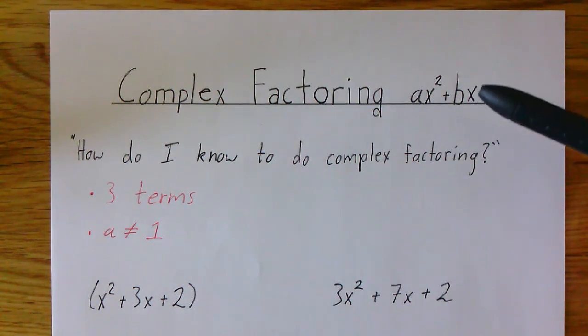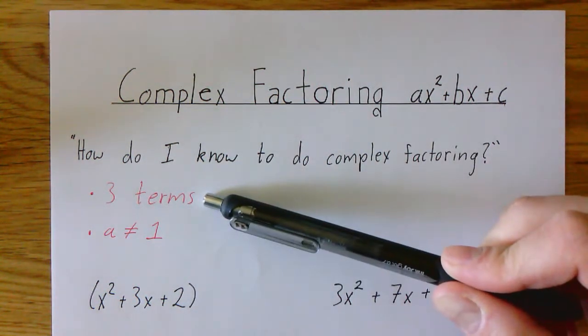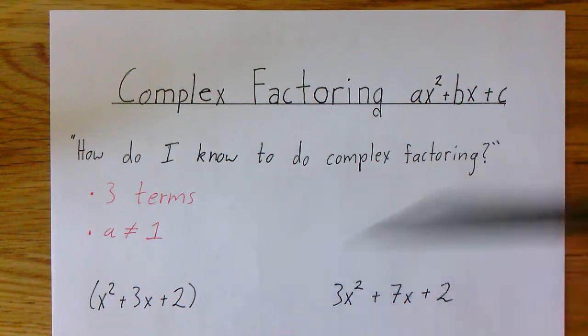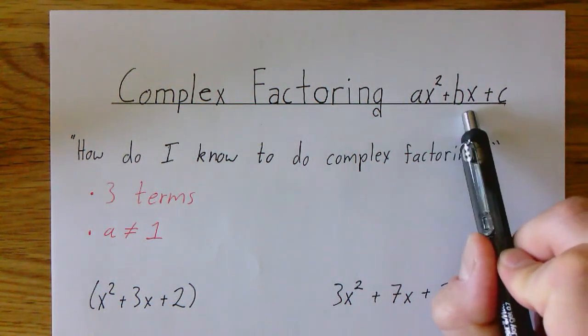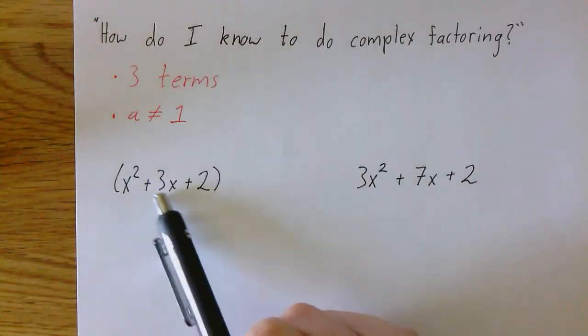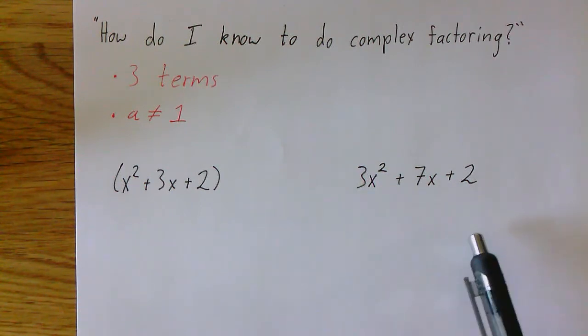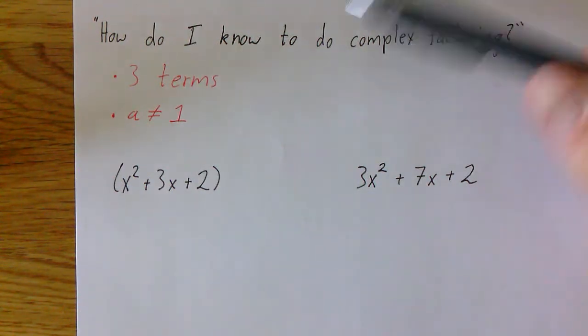So the first question you're going to ask yourselves, if you ask yourself questions, is how do you know to do complex factoring? That's an excellent question, my dear child. There are 2 things you want to look for. They have to have 3 terms in the polynomial. So this would be 1, 2, 3. If we look down here at a couple examples, 1, 2, 3, 1, 2, 3. So these both have 3 terms. We're good to go. So that's not going to help us.